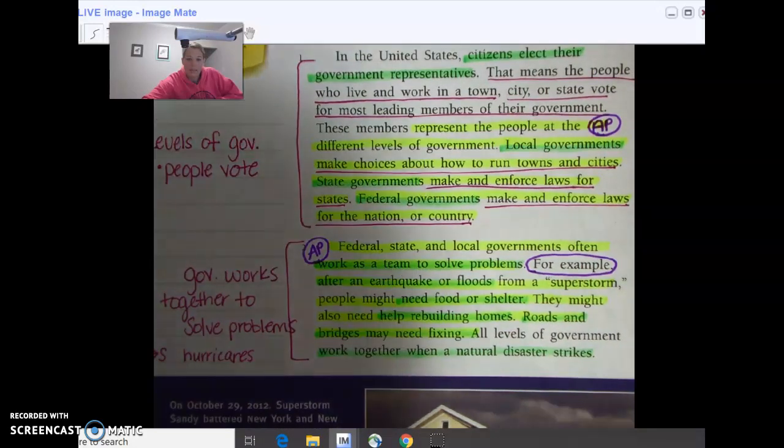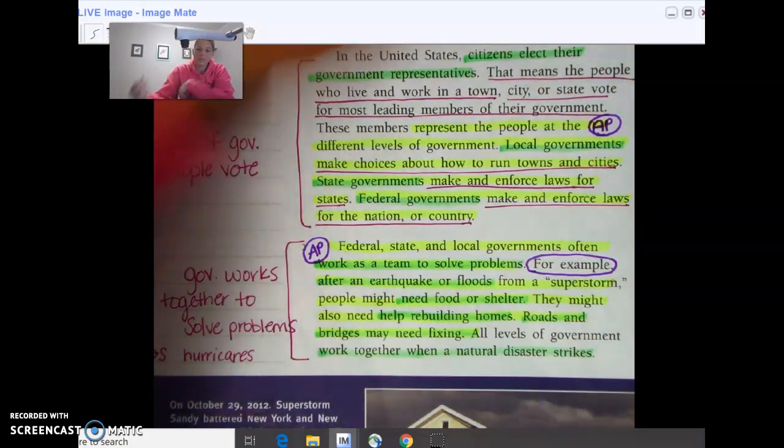So I'm going to go back to my chart. I think y'all can see my shadow. It bothers me.